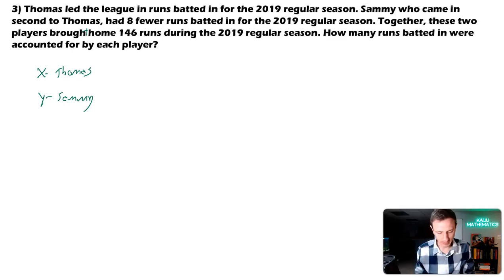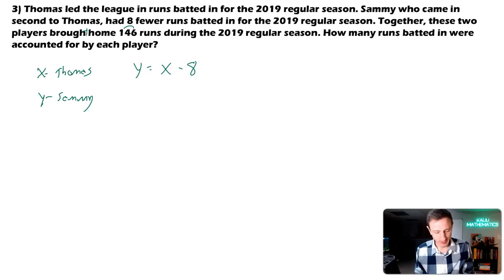So the information they give us is that Sammy had 8 fewer runs batted in, so 8 fewer RBIs than Thomas. Sammy got second to Thomas. So we can say Sammy, which is Y, is Thomas's amount minus 8, right? Because it says 8 fewer runs than Thomas, because Sammy got second. So whatever Thomas had, which is X, Sammy had X minus 8.